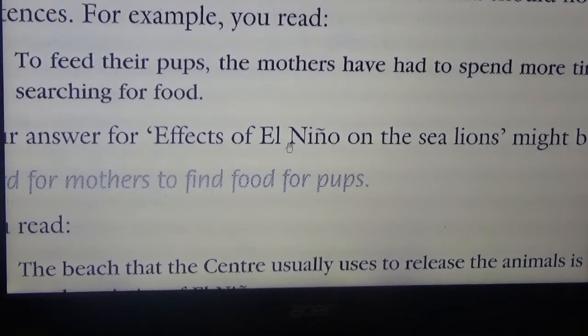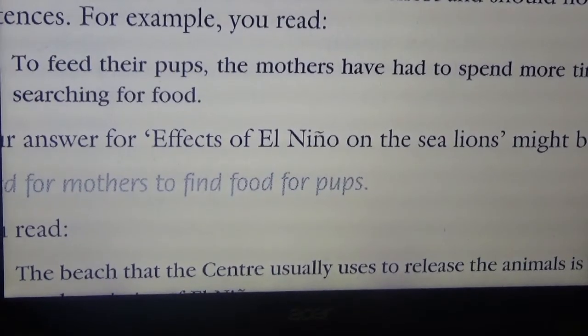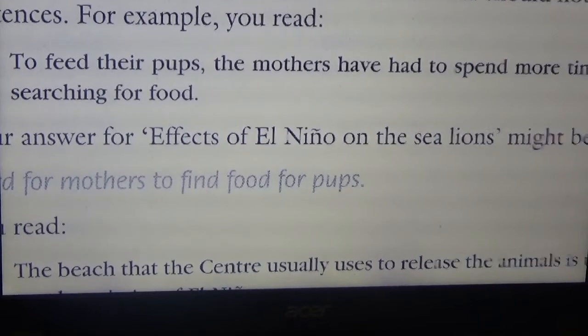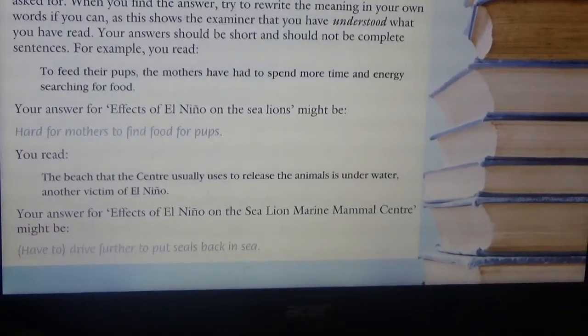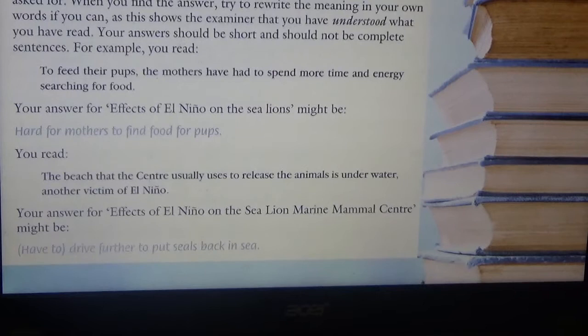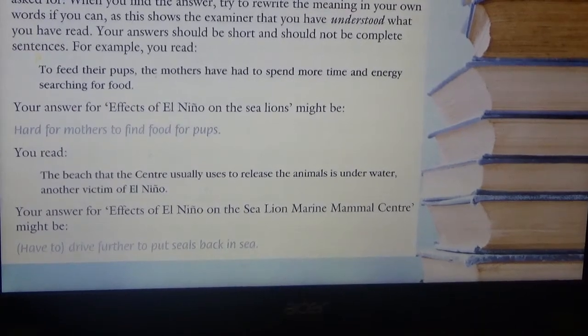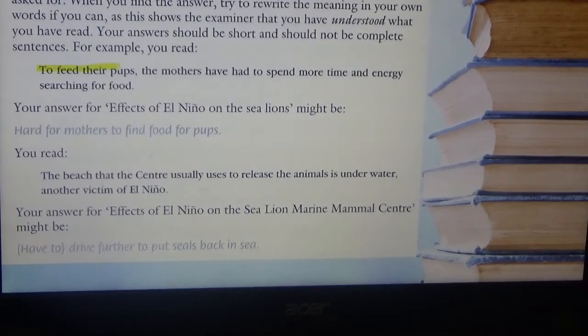All right. Now, it's clear now. To feed their pups, the mothers have to spend more time and energy searching for food. I'm here, right here.